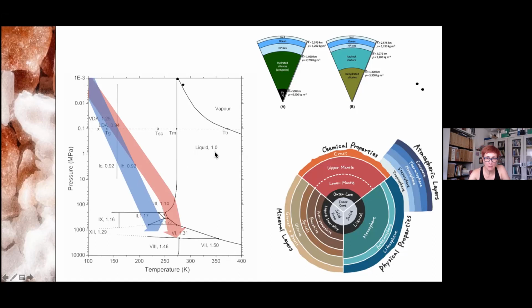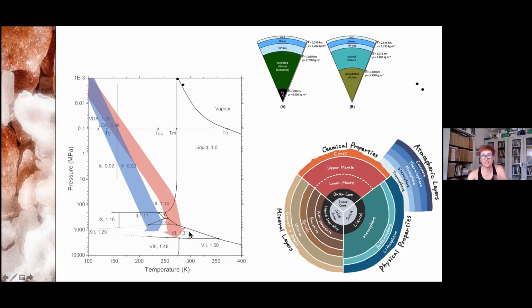And this is the number. Here is the density of the liquid water. So you can find densities for the rest of the phases. The density of ice 1, this is the normal ice, and the densities of the rest of the higher pressure phases, the ice 2, ice 5, ice 6, ice 7.